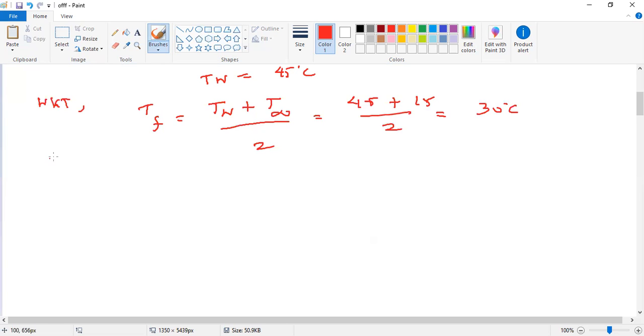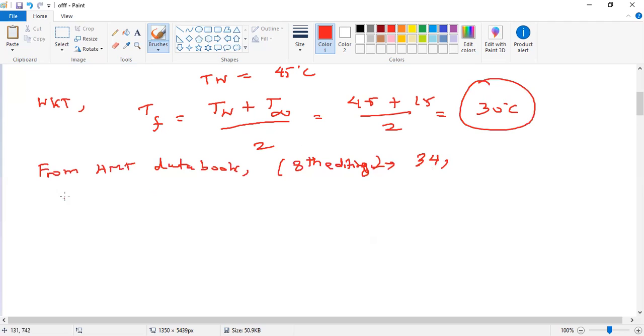Okay, we need the data from the HMT data book. In the 8th edition, we use the 8th edition. If you are using the 9th edition, just mention the page number. In the 8th edition HMT data book, the page number is 34. So we find out the properties of air at the film temperature, that is properties of air at 30 degrees Celsius. We find the values from data book page number 34.